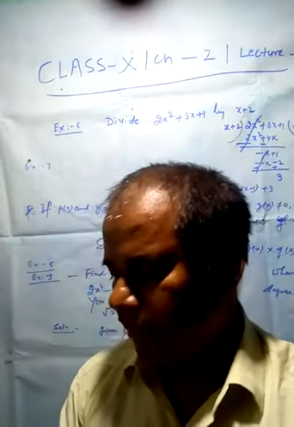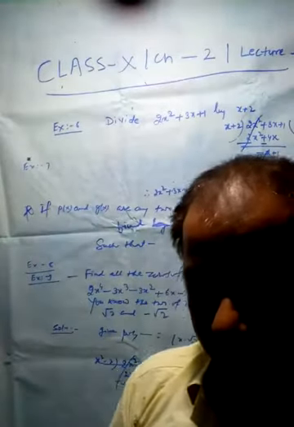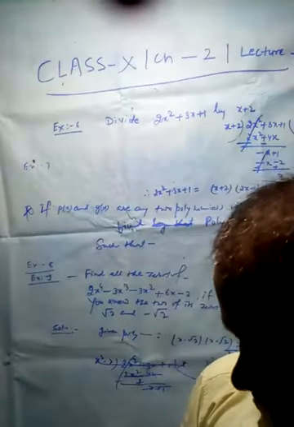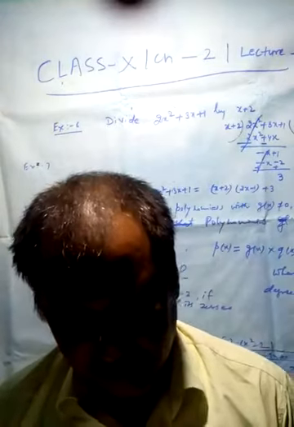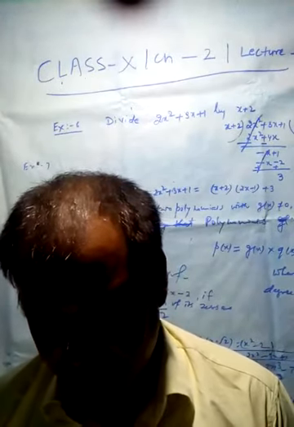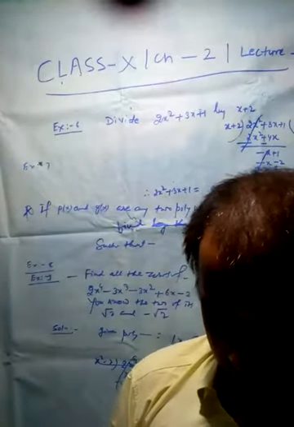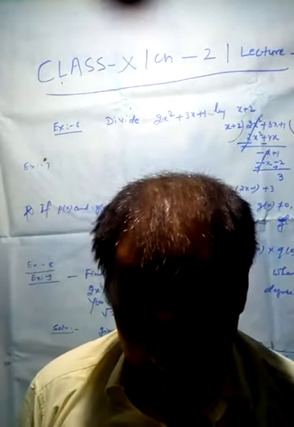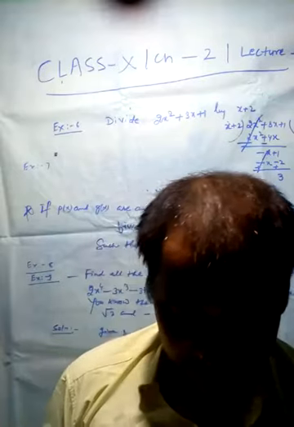Let us now extend this process to divide a polynomial by a quadratic polynomial. Example number 7, page number 34. Divide 3x³ + x² + 2x + 5 by 1 + 2x + x². Here the solution is, after the long division method, the quotient will be 3x − 5 and the remainder is 9x + 10.